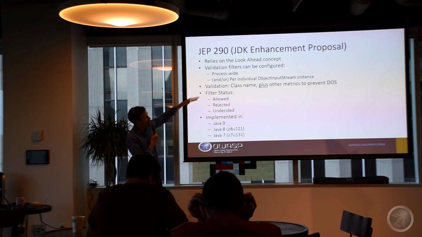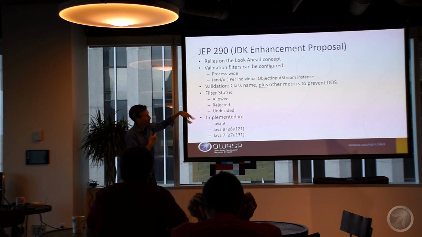And if you were to implement such a filter, you will have to return one of these 3 values. Ernst said he didn't really like it, but it's just to be able to implement this multiple level thing, right? So you can imagine that at the process level you are decided, but only at a specific object input stream level you can allow or reject a specific class.